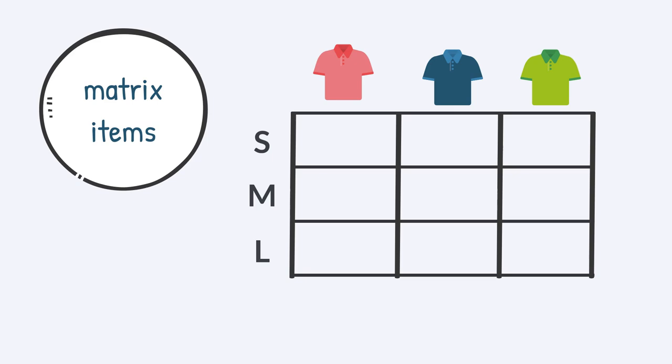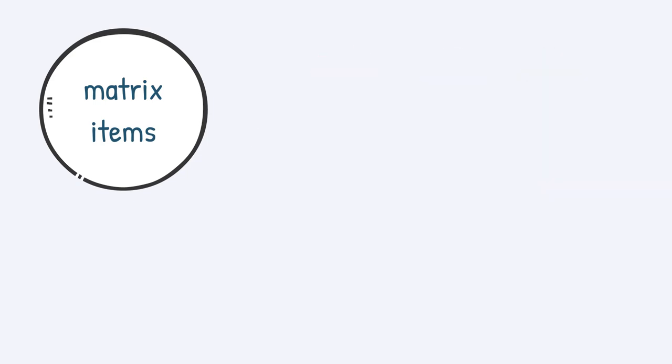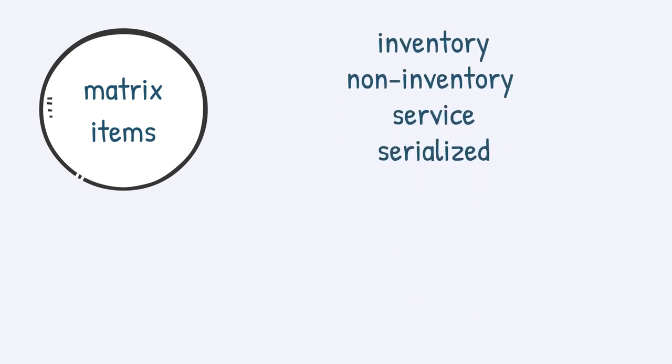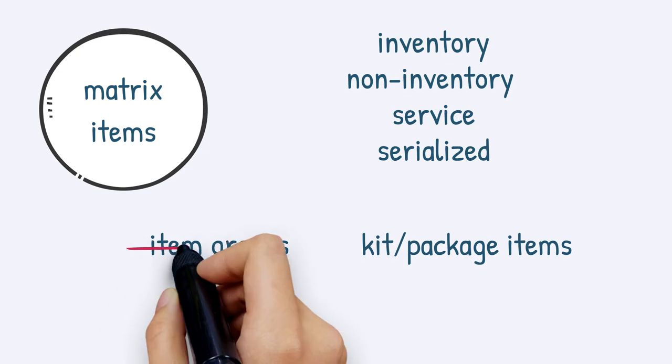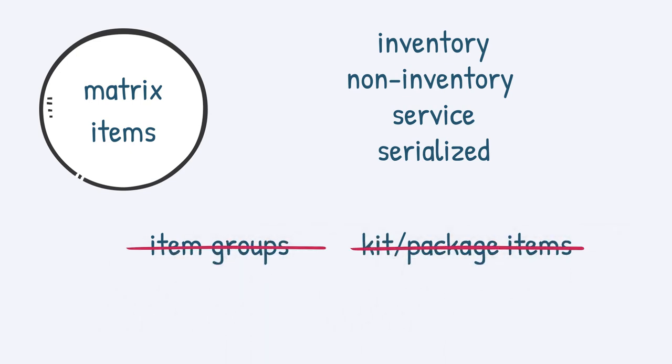Instead of creating a different inventory item record for each color and size combination of the shirt, you could simply create a matrix item record. A matrix item record can be created for different types of items, such as inventory, non-inventory, service, and serialized items. Only item groups and kit package items cannot be on a matrix item record.